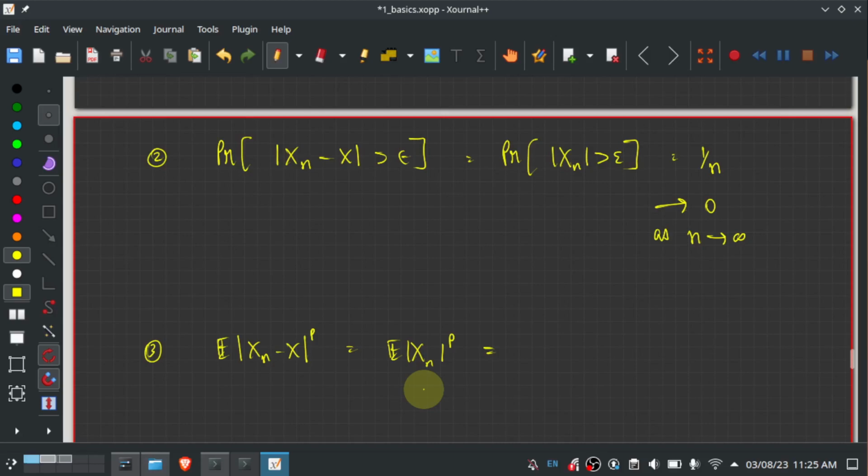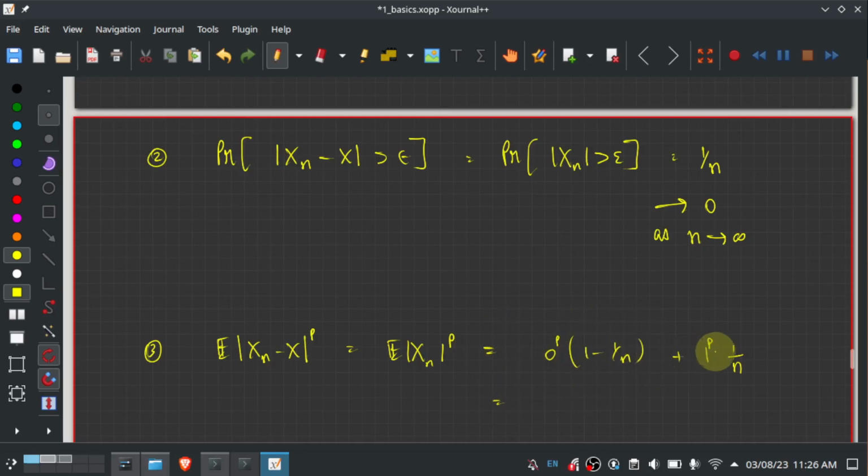Again, remember, xn can take two values, 0 or 1. The probability that it's equal to 0 is 1 minus 1 by n. The probability that it is 1 is 1 over n. So what is this expectation equal to? It's 0 to the power p times 1 minus 1 by n, plus 1 to the power p times 1 by n. I'm just using the definition of expectation here.